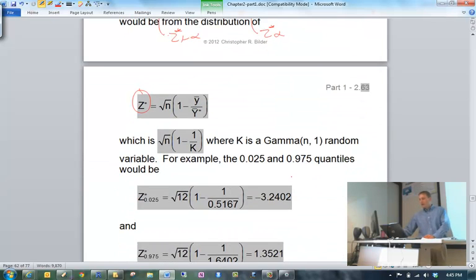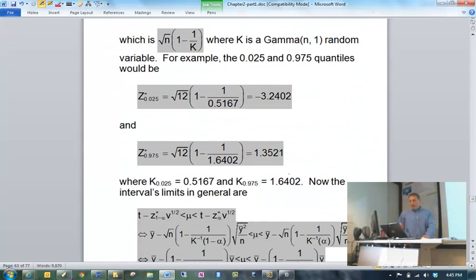How do I find those quantities? Well, Z star 0.025 quantile would be the square root of n times the quantity 1 minus 1 over the 0.025 quantile from a gamma. So you could use the qgamma function to find that, 0.5167. So here is my quantile from the distribution of Z star. I could do the same thing to find the 0.975 quantile as well.